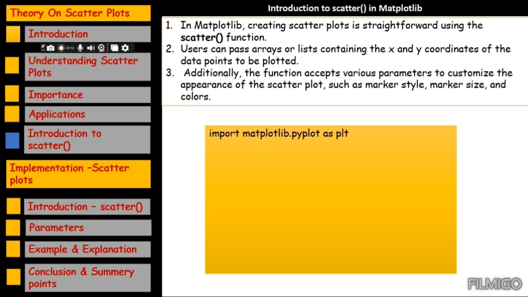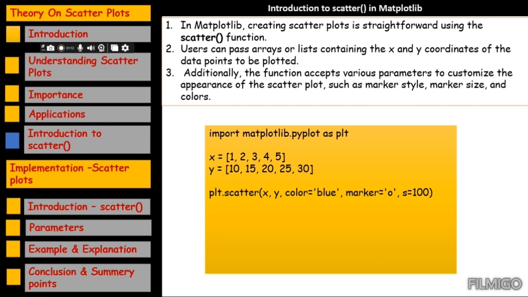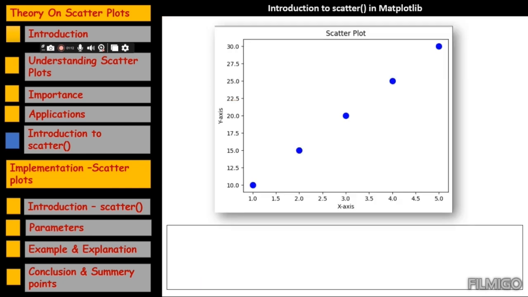Import matplotlib.pyplot as plt. Sample data: x equals 1, 2, 3, 4, 5; y equals 10, 15, 20, 25, 30. Creating a scatter plot: plt.scatter(x, y, color='blue', marker='o', s=100). Adding labels and title: plt.xlabel('x-axis'), plt.ylabel('y-axis'), plt.title('Scatter Plot'). Displaying the plot: plt.show(). When we run this code we will get the following output.